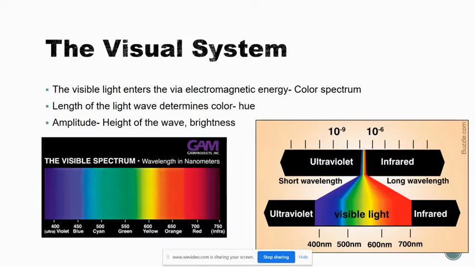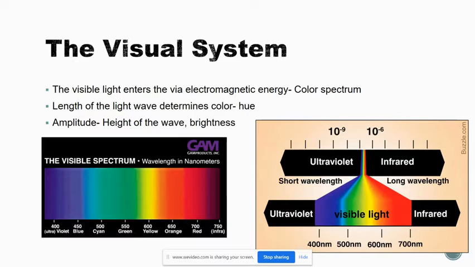Back to this. This is going to be the note packet I just gave you. Well, not packet, just this one sheet that goes with the notes. All right, so visible light is electromagnetic energy, which is known as the color spectrum. The length of the light wave determines what is hue. Underline that. You are going to need to know the difference between hue and amplitude.